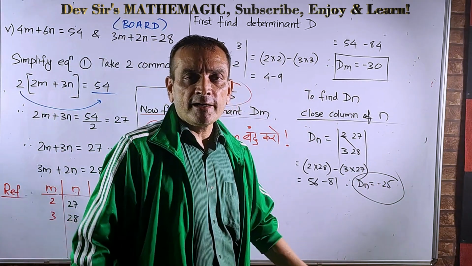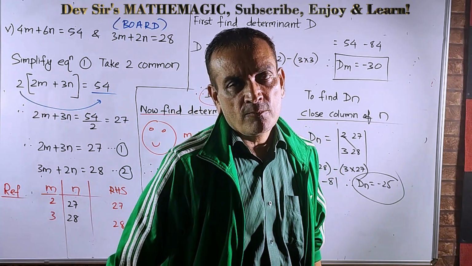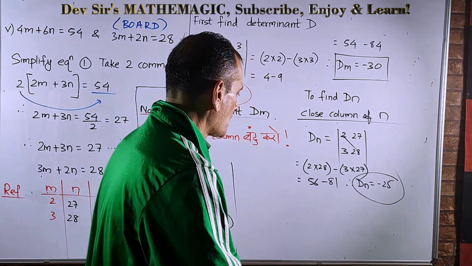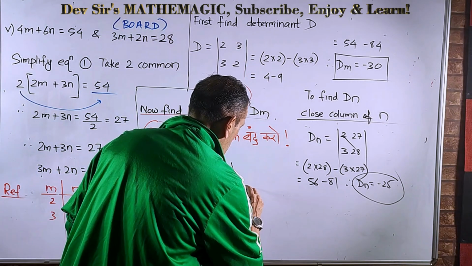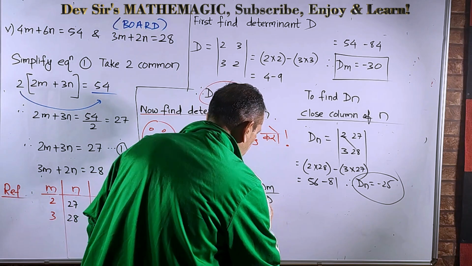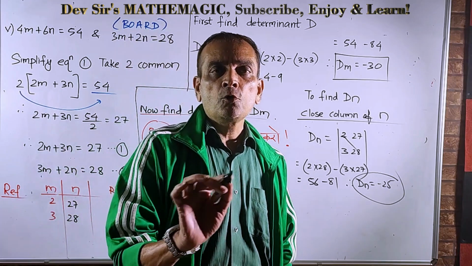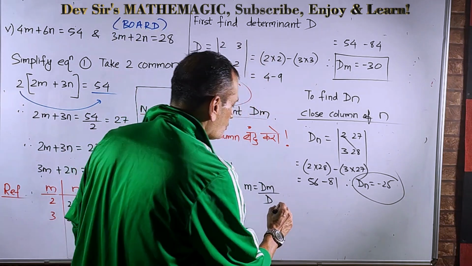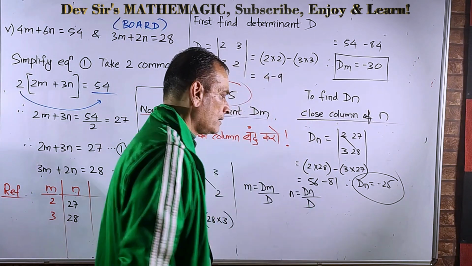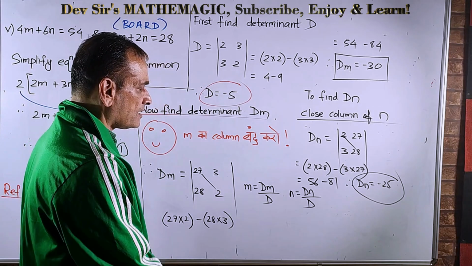We have the value of 3 determinants. Our problem is solved. This problem got done in 5 minutes, 7-8 minutes, because now you know the method. So m. Don't forget the last formula. m is equal to Dm upon D, x is equal to Dx upon D, n is equal to Dn upon D. Just substitute the values, get the answer. Let us substitute.